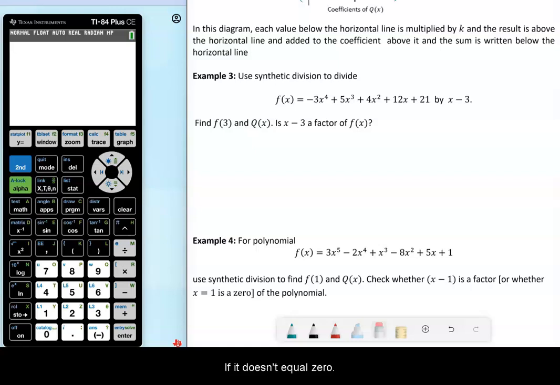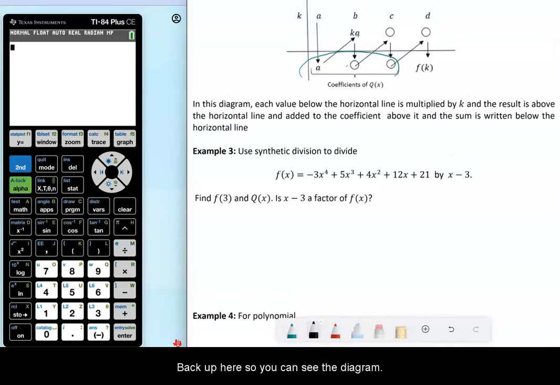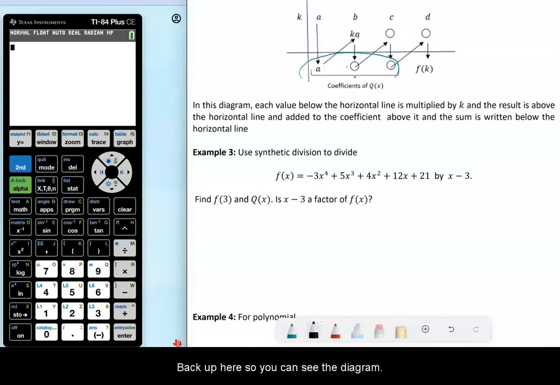If it doesn't equal 0, then hey, we found a value that when we plugged in, this is where it is on the graph. So let's run through this example real fast. Let's see here. We're going to use synthetic division. Let me go back up here so you can see the diagram.